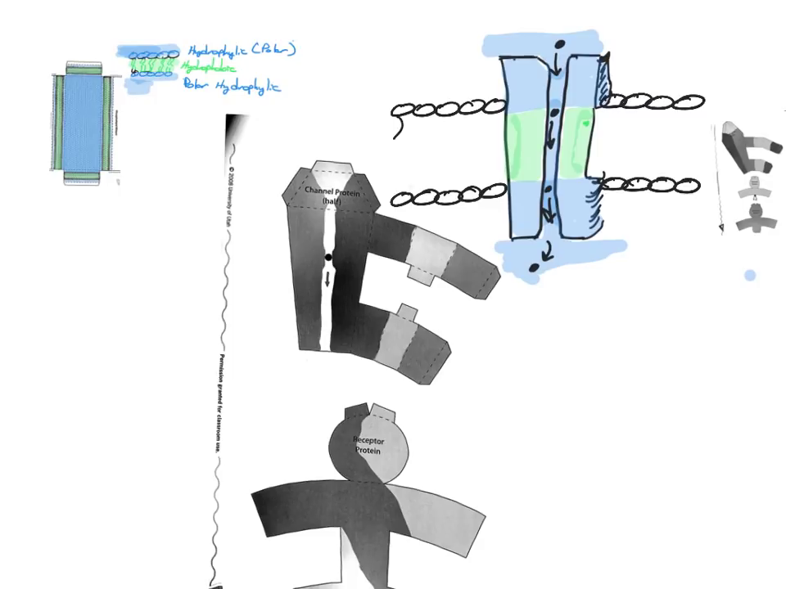And of course you have your two fatty acids. Again, if you understand what a phospholipid is, you know that there's a phosphate and then fatty acid tails.